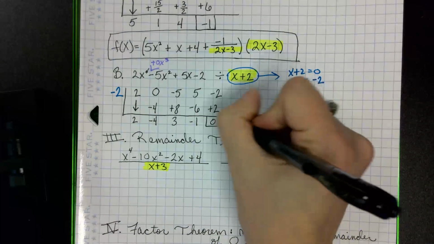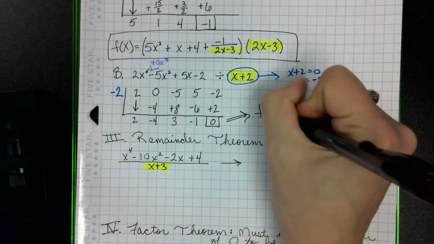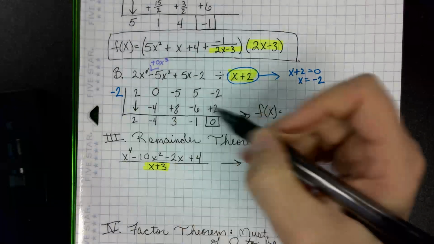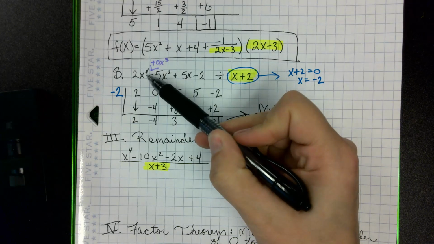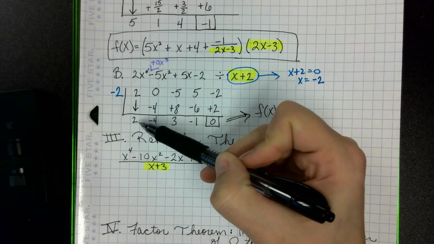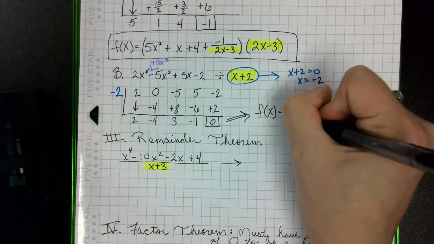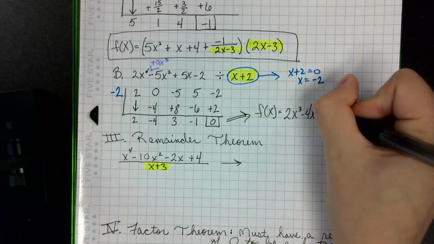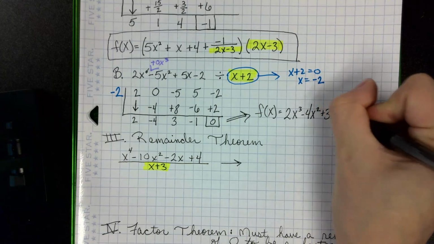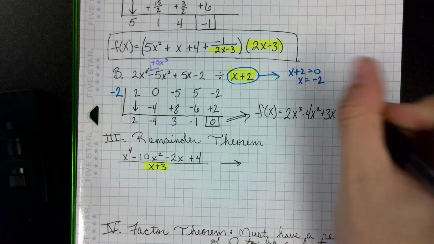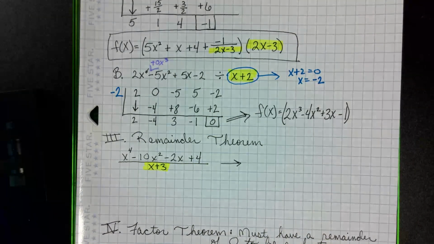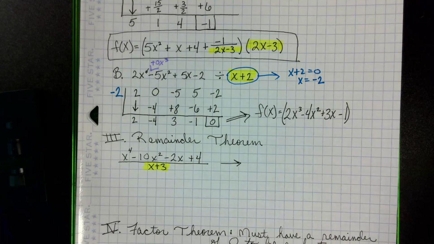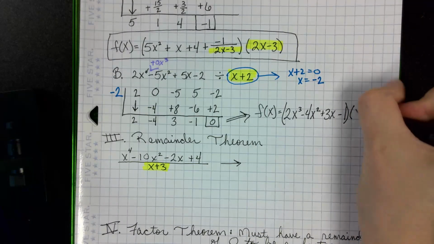Okay, so then I'm going to take what I got from my division and write my polynomial in factored form. So I have this 2. I started with x to the 4th power, so now this 2 is going to be x to the 3rd power. So I have 2x to the 3rd minus 4x squared plus 3x minus 1. That's in parentheses because the remainder is 0, so I don't have to include the plus remainder over divisor. And then don't forget about the divisor, x plus 2.